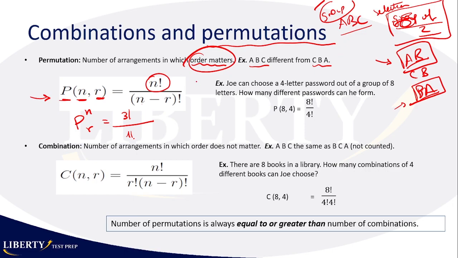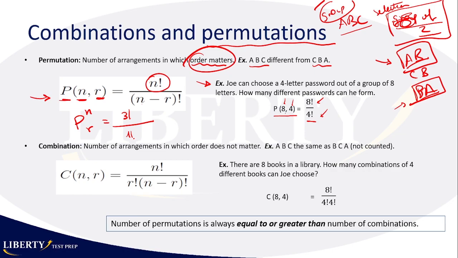Okay, so let's do this example. Joe can choose a 4-letter password out of a group of 8 letters. How many different passwords can he form? So it's P, group 8, selection 4. In the numerator we have the group factorial, 8 factorial. Then in the denominator we have the difference between the group and the selection, 8 minus 4, which is 4 factorial. That's the total number of ways in which he can get this selection from that group, in which order matters.